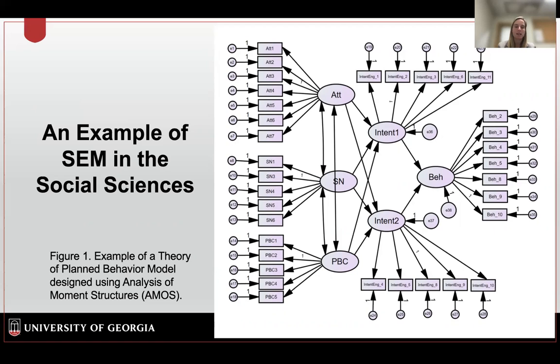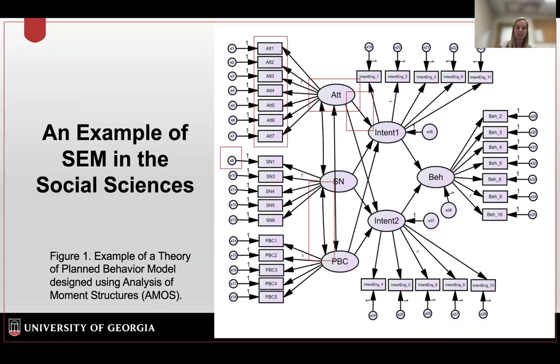For example, in the theory of planned behavior path diagram displayed in figure 1, attitude is a latent variable, and attitude 1 through attitude 7 are the manifest variables used to measure the latent variable attitude. The arrows between the variables show the direction of the relationship between the variables. Double-headed arrows indicate a possible correlation between two variables as seen between attitude, subjective norms, and perceived behavioral control.